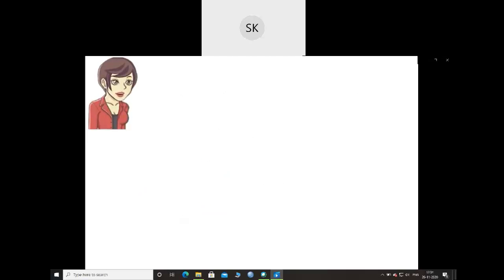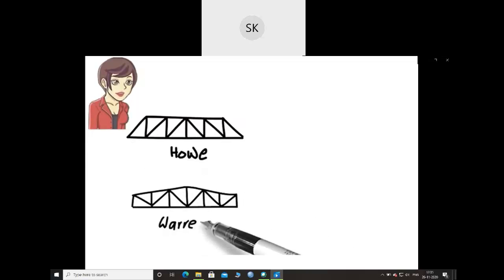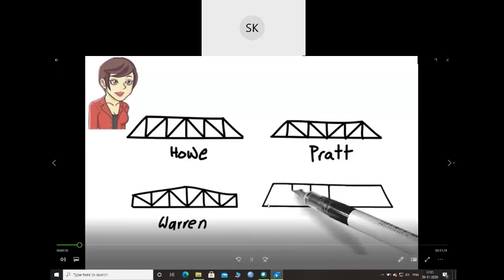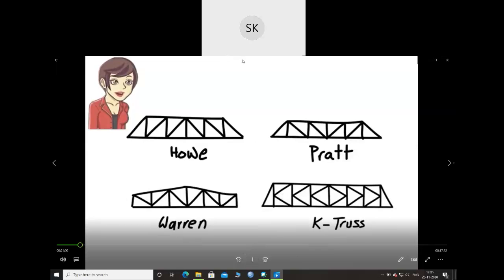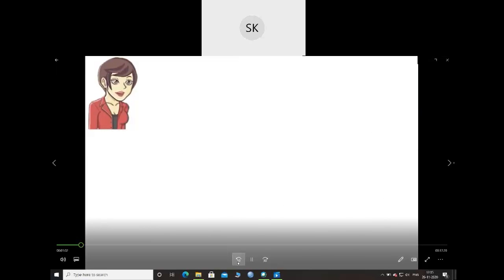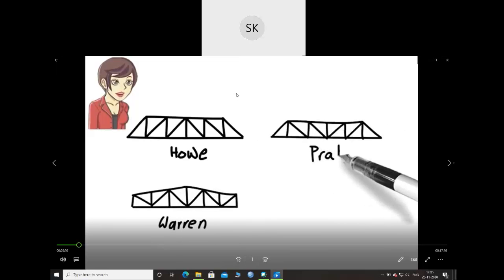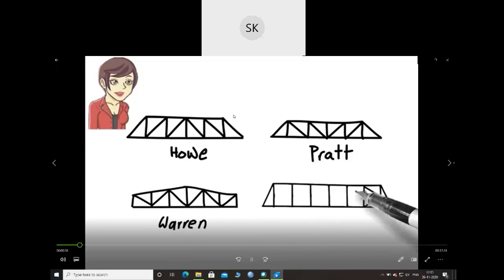Here are a few truss configurations usually seen in roofs and bridges. Howe truss, Warren truss, Pratt truss, K-truss. So these were different types of trusses, which are generally used in day-to-day life.